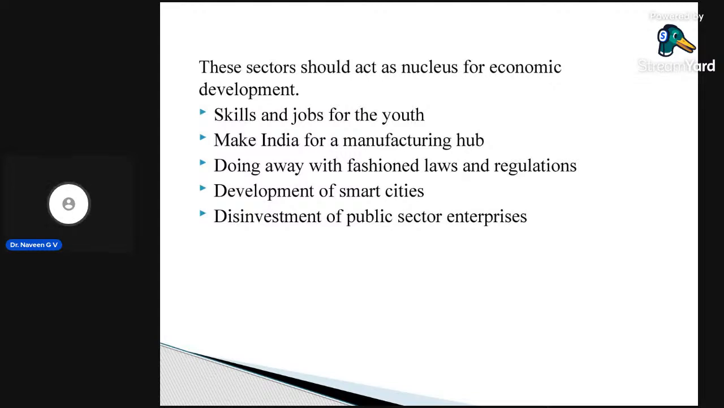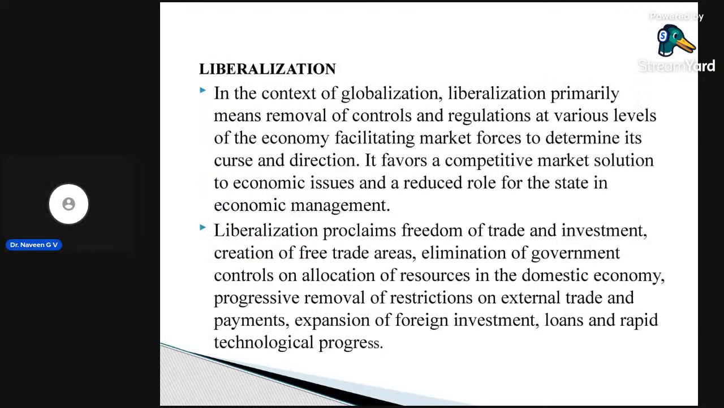Development of smart cities. As we know, nowadays the smart cities concept has taken place under the BJP government. Disinvestment of public sector enterprises. In these ways, Make in India has taken place in our country.